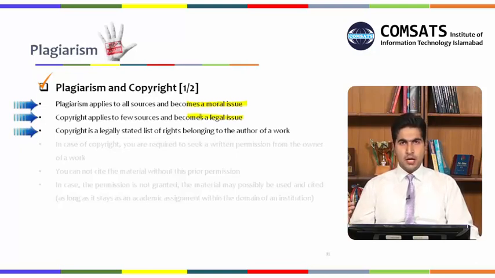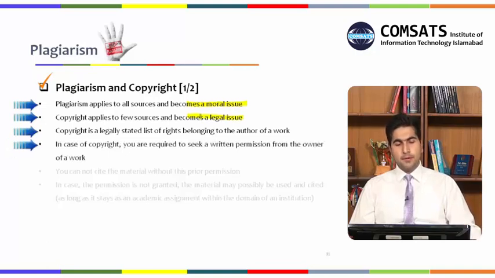If the copyright owner allows the other person to use the material which he wants to cite in the other work, of course then he can do the citation. But if the owner of the copyright does not permit the other person to use the material, then he can't do so. Otherwise he can be tried in court, he can be litigated, and he can be prosecuted. But the point here is that these are the basic differences when it comes to plagiarism and copyright.